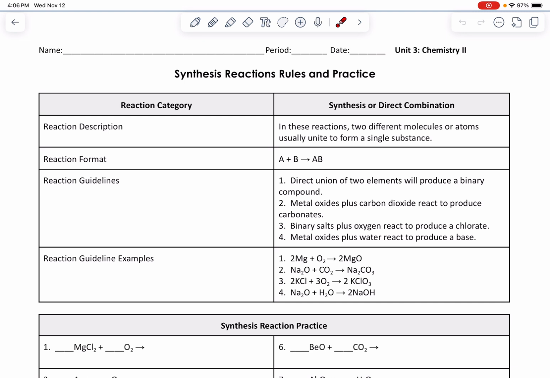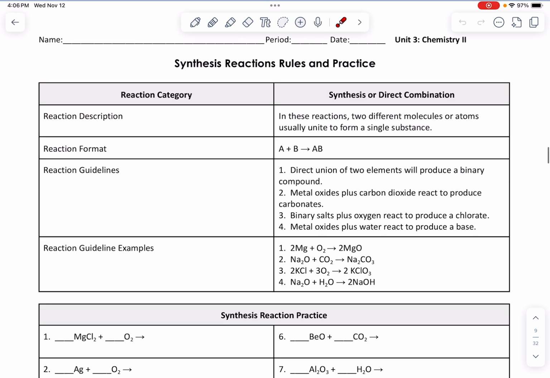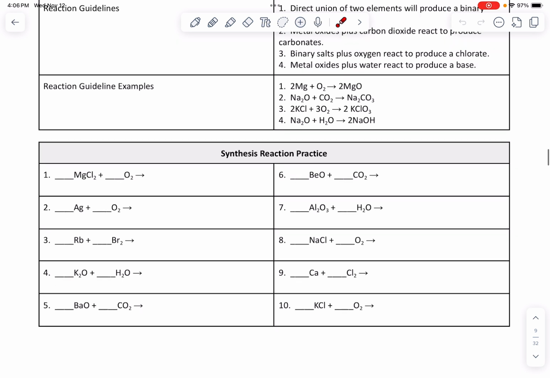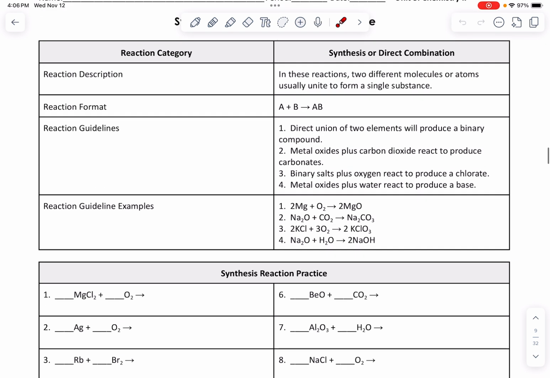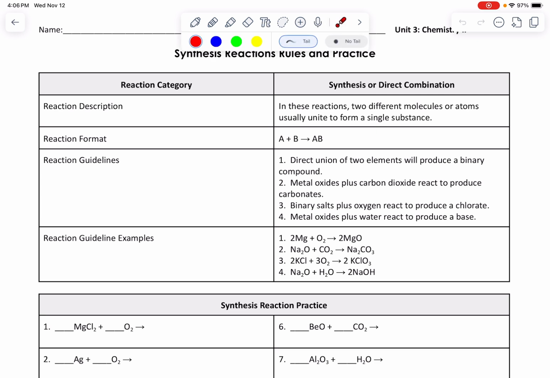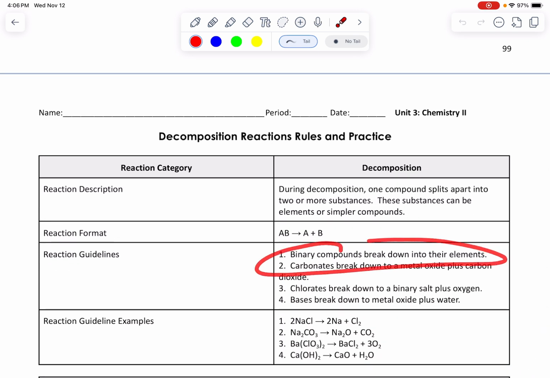Okay, so the way that I'm going to do this is I will use these 2 workbook pages from the workbook, so synthesis, reaction rules and practice, and then decomp. And I'll just keep switching back and forth between the 2. So if you want to have both of those out in front of you, that will help. And we'll just keep switching back and forth, meaning I will teach rule number 1 for synthesis, and then I'll go and teach rule number 1 for decomp.